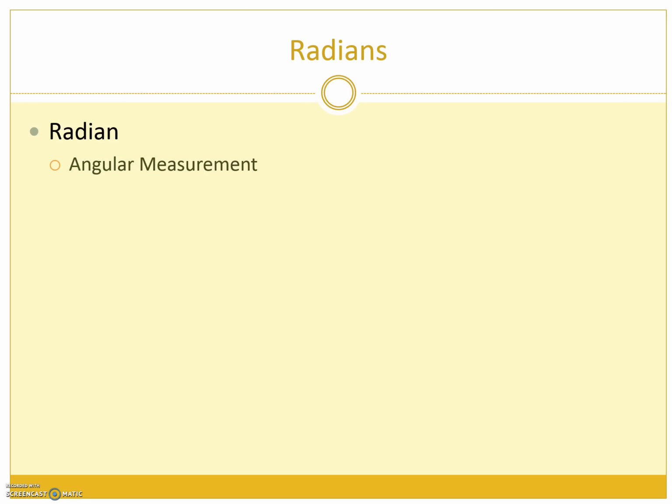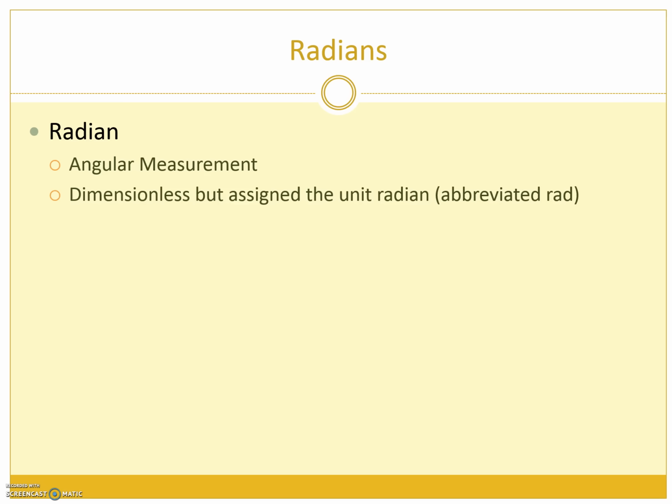Radians. Radian is an angular measurement. It is a dimensionless measurement, but assigned the unit of a radian. And the abbreviation that we use is RAD. We don't want to just use an R because that stands for radius. And a radian is the ratio of the arc length of a circle to the radius of that circle.